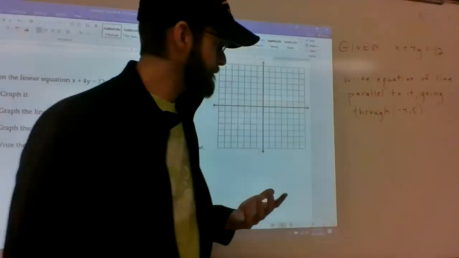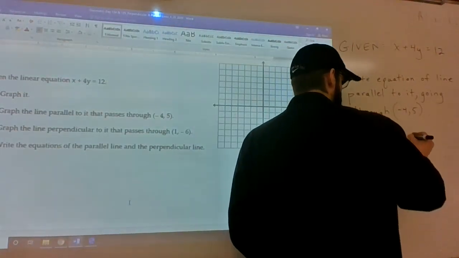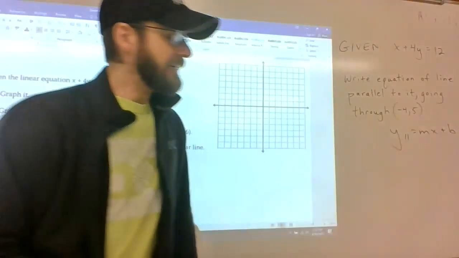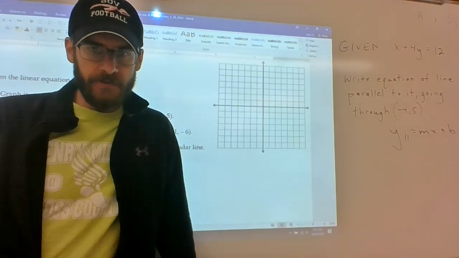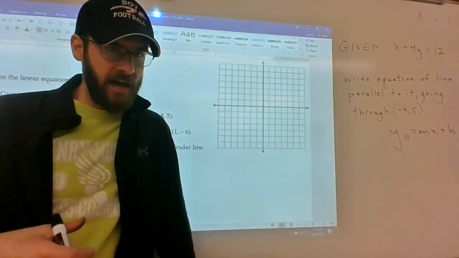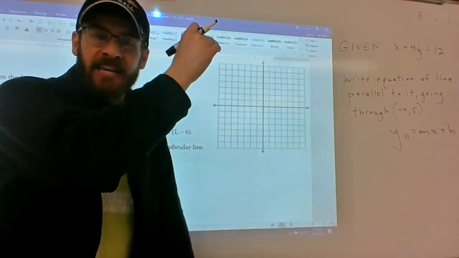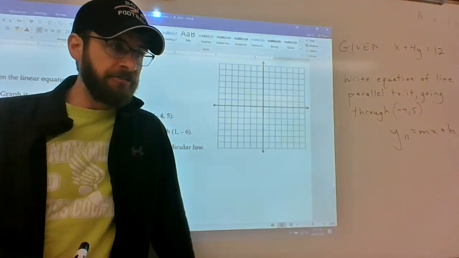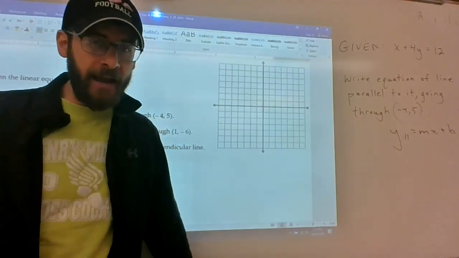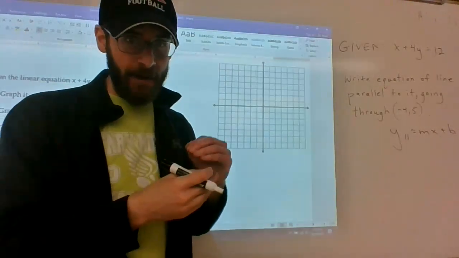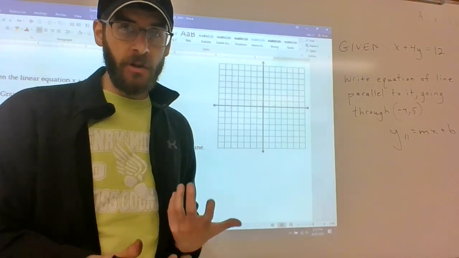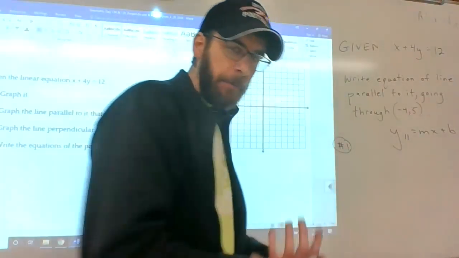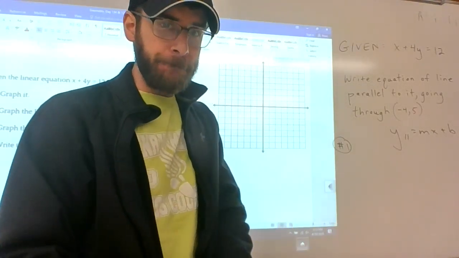Well, it's like this. I need the basic components for the equation of any line. So how do we put it in its template format? Well, we need m. And you should be very aware that m for parallel is the same as m on the original. So we've got to find the original m. So step one, sort of like saying original m is parallel m.